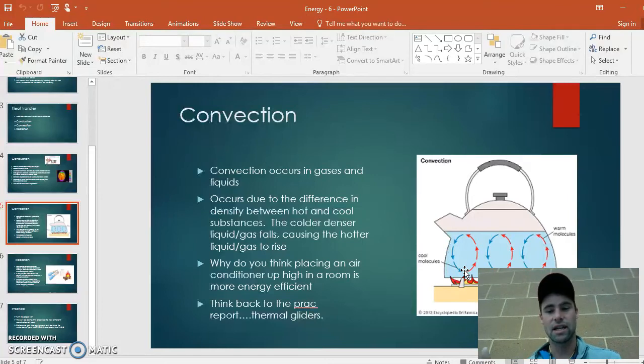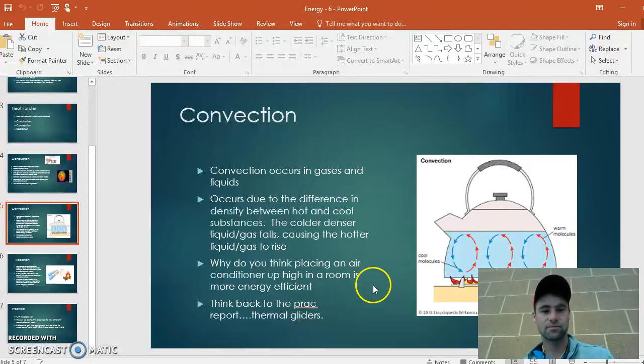The hot air gets taken in, and then the cold air gets pushed out, and it cycles around the room. That's why often you can feel a draft, a bit of a wind, throughout the room when the air conditioner is on, because of how the air wants to move dependent on the temperature. So convection occurs in gases and liquids.